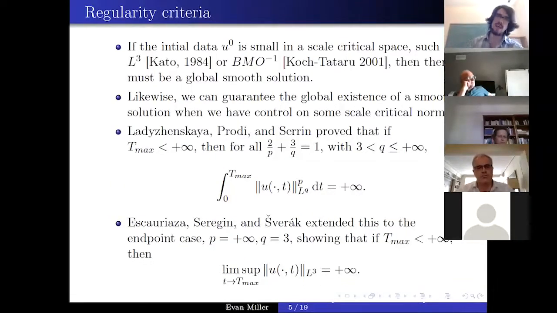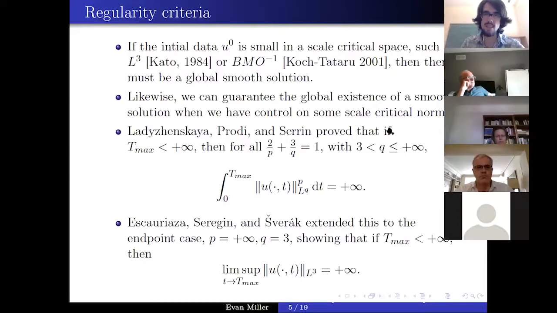So if the initial data u0 is small in a scale critical space, such as L3, which was proved by Kato in 1984, or BMO^-1, which was proved by Koch and Tataru in 2001, then there has to be a global smooth solution.